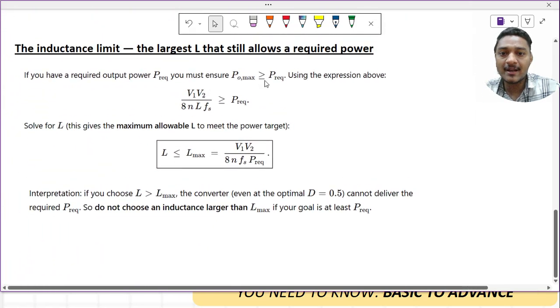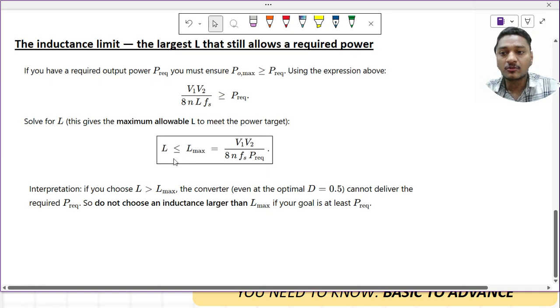So what I am saying is that P out max should be greater than or equal to P required using the expression. So this particular value, V1 V2 whole divided by 8 and Fs, should be greater than or equal to P required. From this I calculate the maximum allowable L to meet the power target. So my actual L in the circuit should be less than or equal to L max. Generally, we design the component like this: with the maximum power I will get the L max value, and then I will choose the actual L value which is less than the L max value. So what is the interpretation?